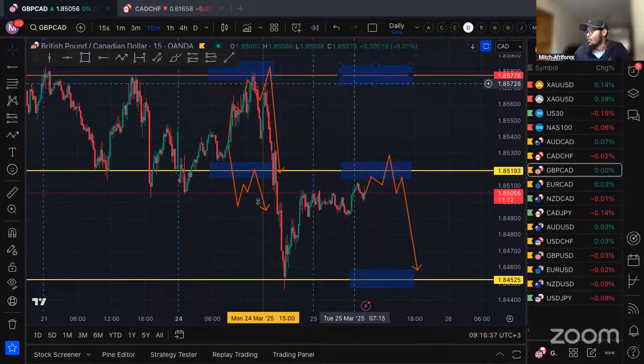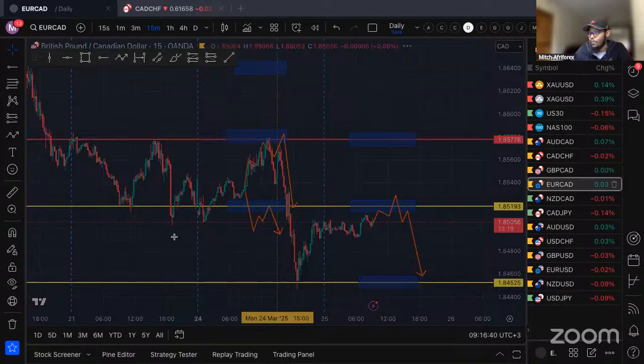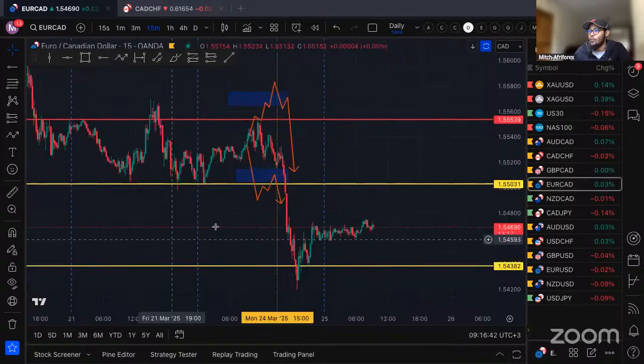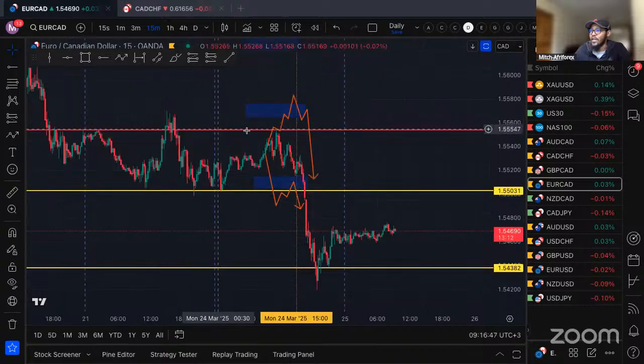So hope the game plan is clear on the British pound against the Canadian dollar. To move on to the next Canadian dollar pair. So right here, we have the euro against the Canadian dollar. Now, yesterday, our bias here was to look for selling opportunities. You can see the three areas that we had pointed out.